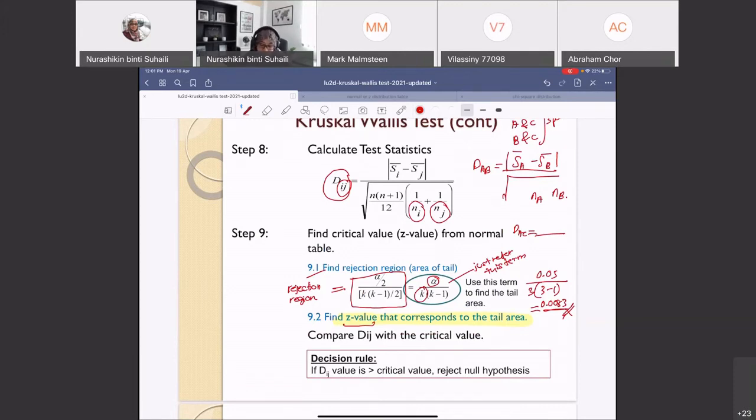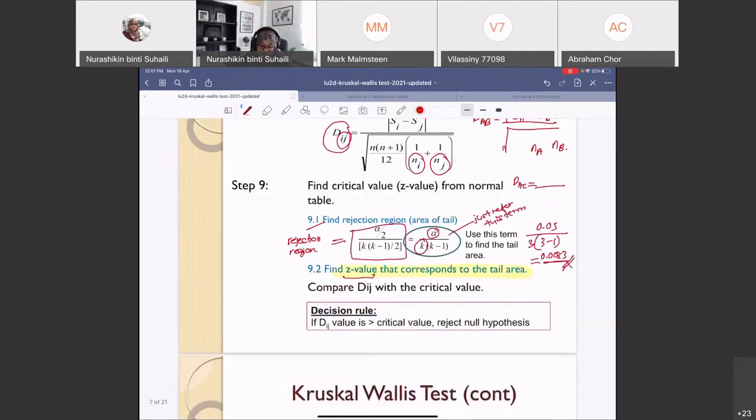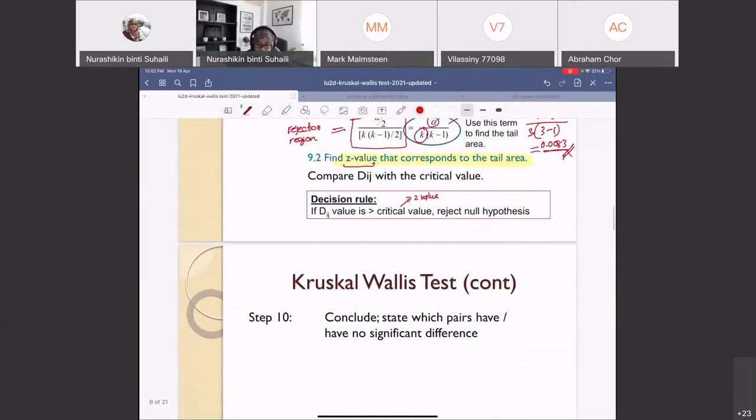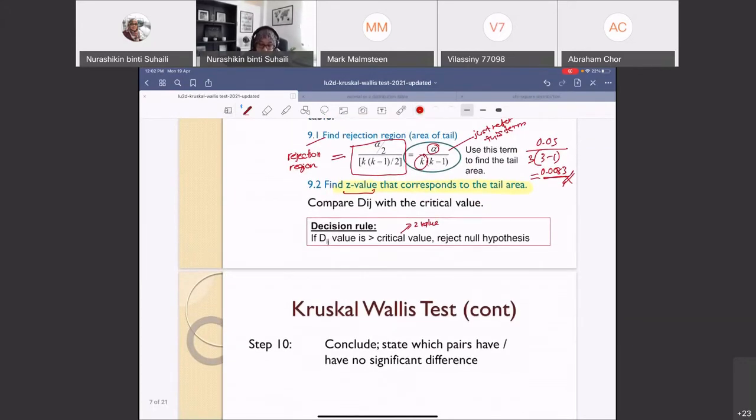But before that, see this decision rule. If the Dij is greater than the critical value, which is the Z value, the decision is to reject the null hypothesis. Okay, right? I don't have the example yet. We're going to look at the detail later. What is the implication of this comparison? But this is actually to show that.